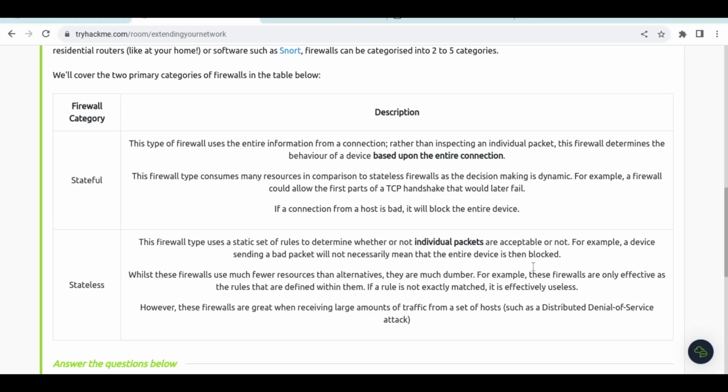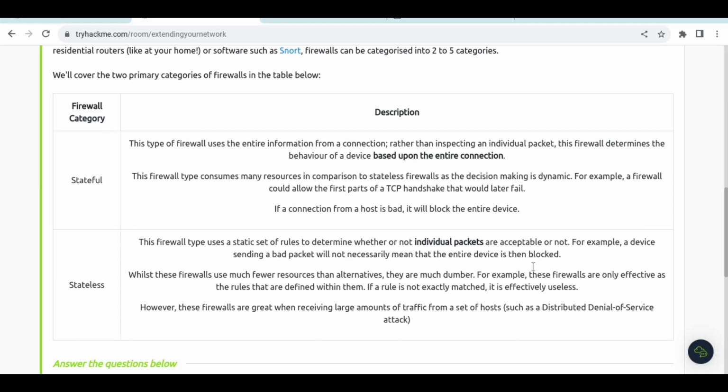they are much dumber. For example, these firewalls are only as effective as the rules that are defined within them. If a rule is not exactly matched, it is effectively useless. However, these firewalls are great when receiving a large amount of traffic from a set of hosts, such as a distributed denial of service attack.